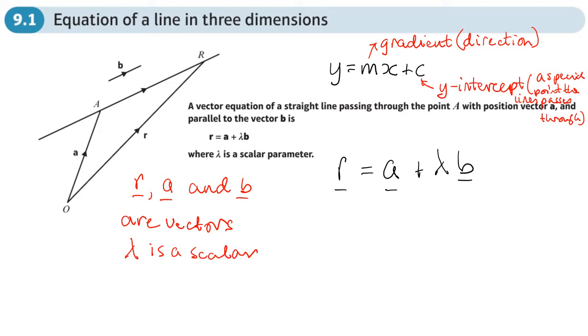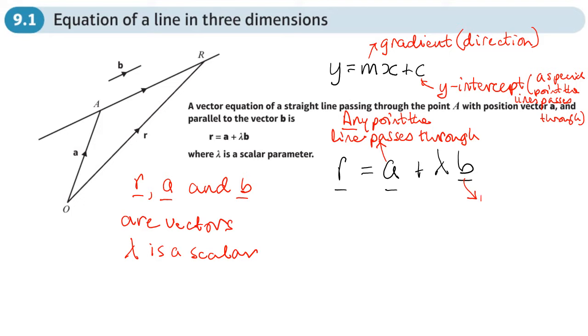Now, how does this match up with the equation of a straight line? Well, A here is actually any point the line passes through. So any point the line passes through. So it's a bit like the y-intercept, but it's not just the y-intercept, it can be any point that the line passes through, this line in 3 dimensions. And B is basically the direction the line goes in.